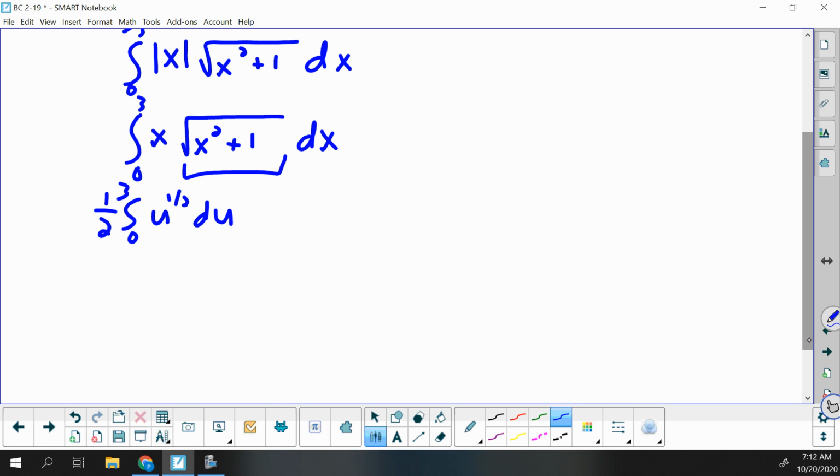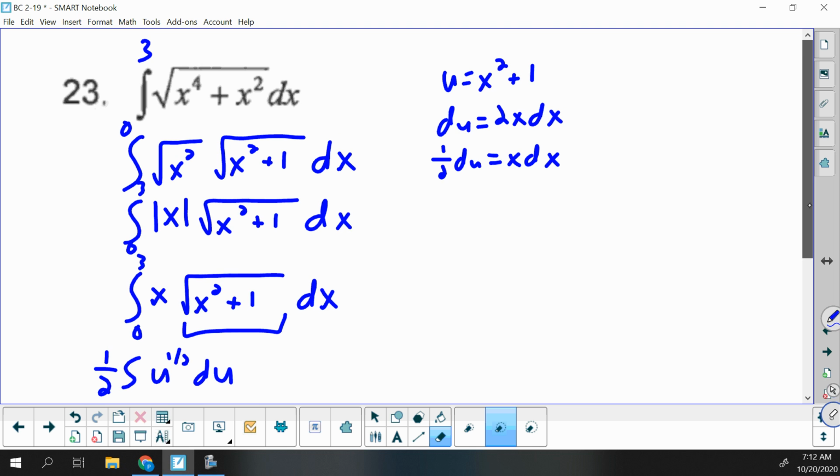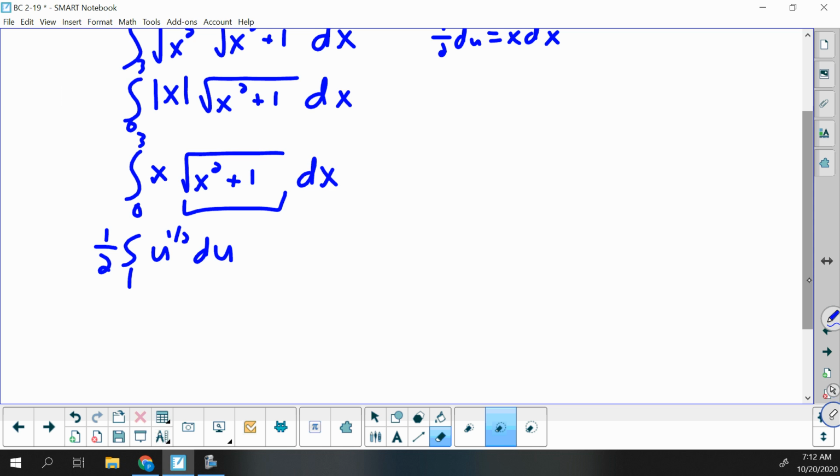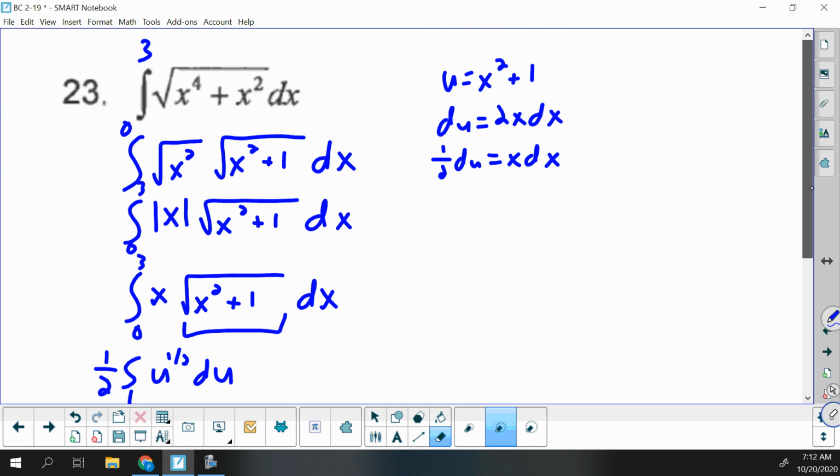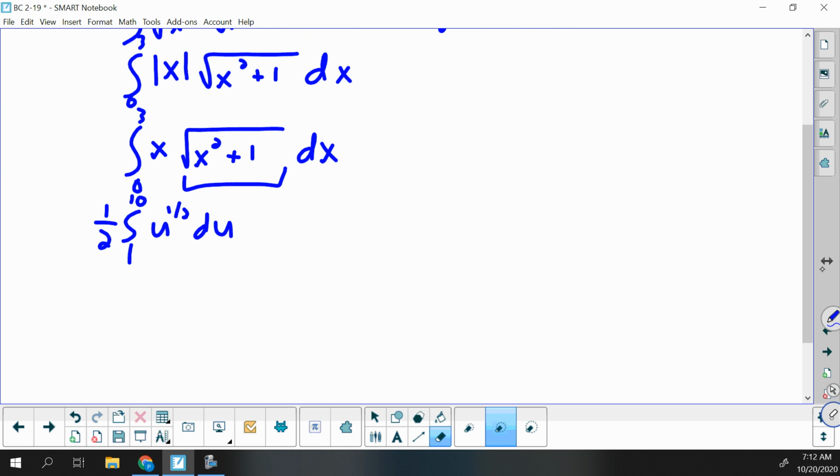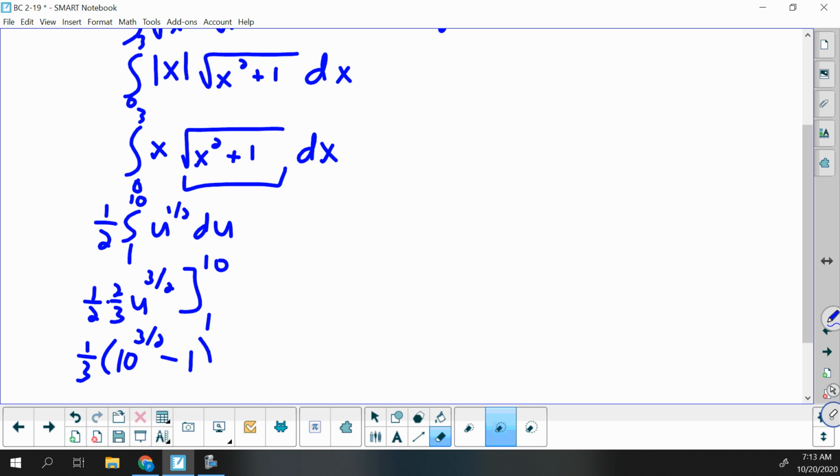Our antiderivative, or actually, let's change our bounds here from the 0 and 3 so that we won't have to sub back in for u afterwards. When we put 0 in for x squared plus 1, we get back 1. And when we put 3 in for x squared plus 1, we'll get back 10. That way we're not going to have to sub back in for u after. So we'll have 1/2, we'll have u to the 3/2 with a 2/3 out front. And we're going to go from 1 to 10 now. So that's going to be a 1/3 out front. We'll just have 10 to the 3/2 minus 1 to the 3/2, which is 1. And we can leave it right like that.